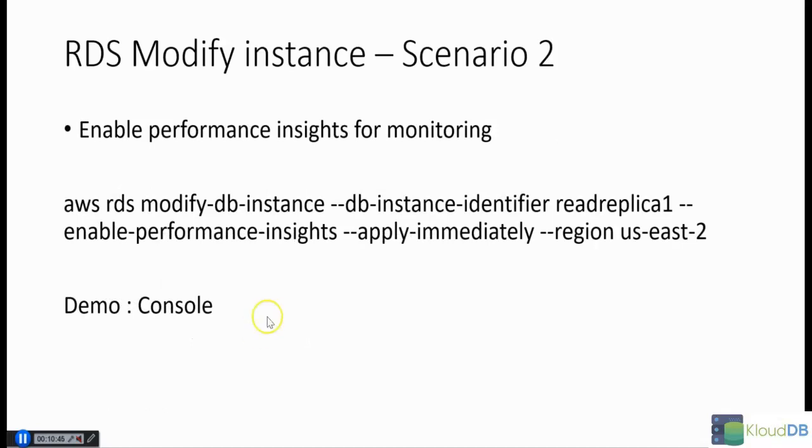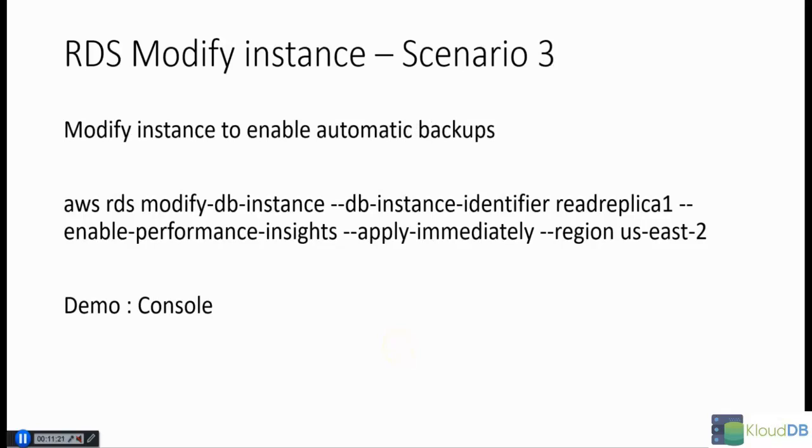Okay, the next scenario: let's say you want to enable Performance Insights for monitoring. You could do this via the command line. aws rds modify-db-instance again, and then the instance identifier, enable-performance-insights, apply-immediately, region. Okay? Basically, you can enable Performance Insights with this. This is a simple command, or you can also use the console for the same thing. This is another scenario where you will use the modify instance method.